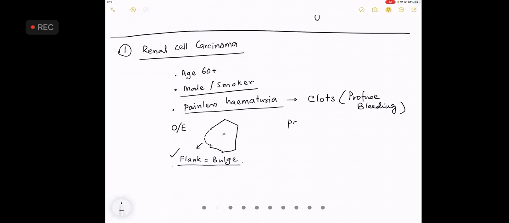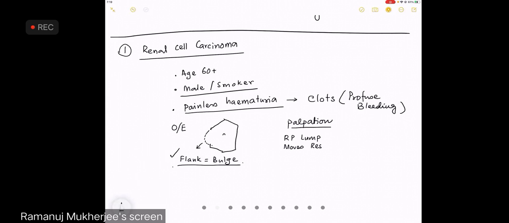On palpation, you get a retroperitoneal lump that moves with respiration. Now the next important point, something that I purposely kept for this point: the lump is either bimanually palpable, or the lump is ballotable.